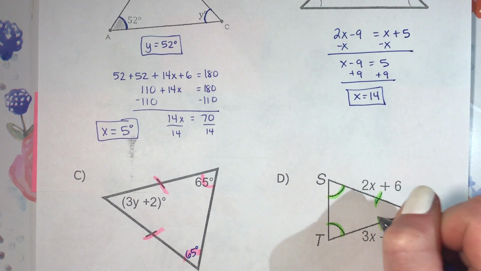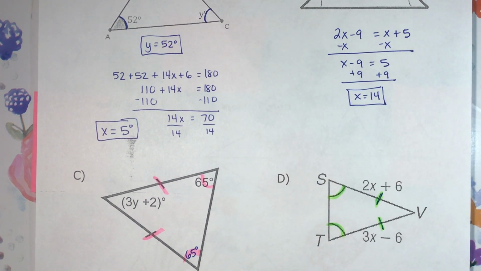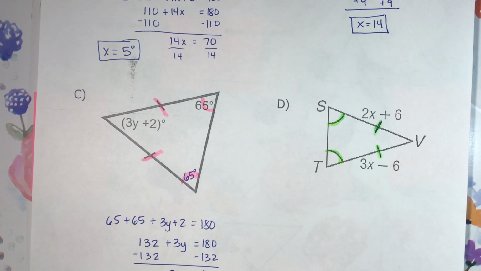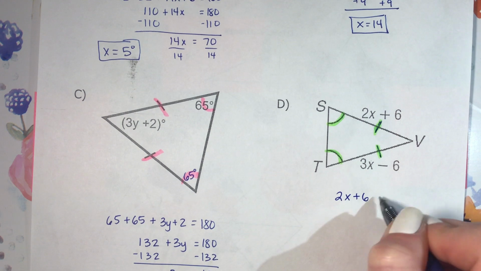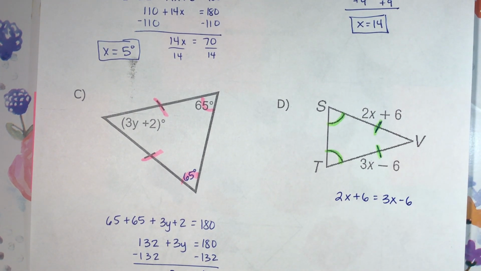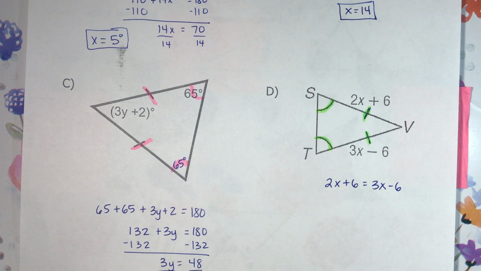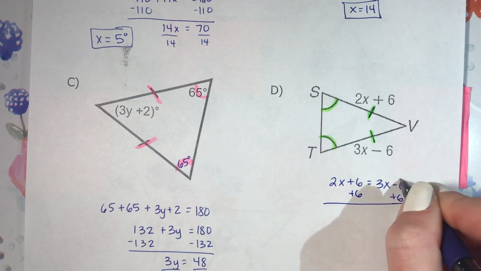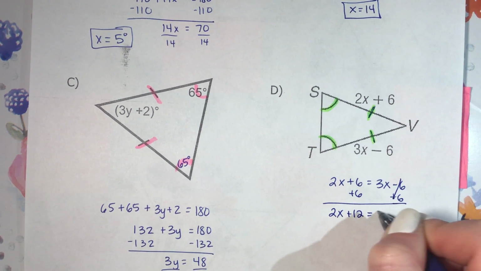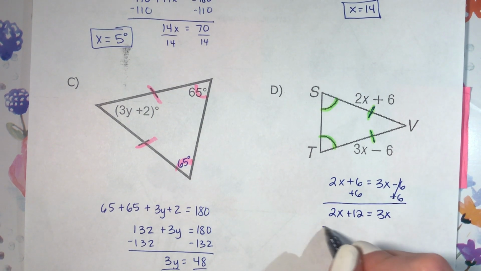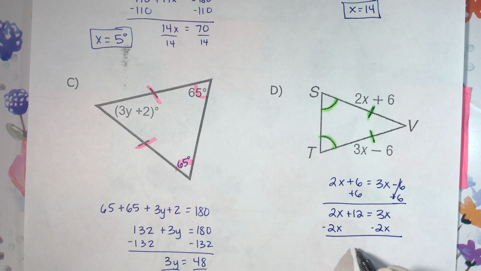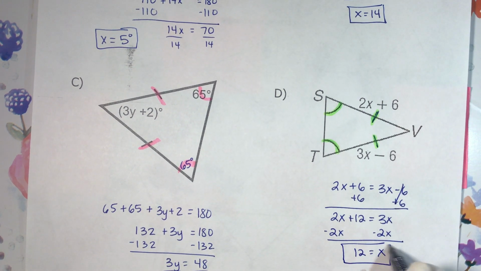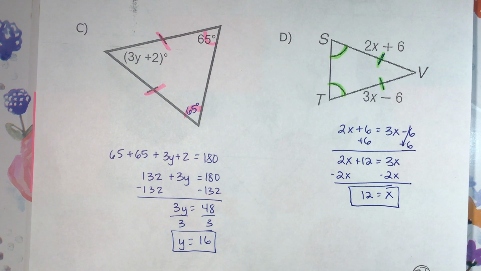So we need to know why we're setting two things equal to each other and not just do it blindly. Because these two sides are congruent, I know this is an isosceles triangle, and I now know that 2x plus 6 is equal to 3x minus 6. Then you just start using your algebra skills to solve for x. So I'm going to add 6 to both sides. I get 2x plus 12 is equal to 3x. I'm going to subtract 2x from both sides, and then I get 12 is equal to x. And I'm done.